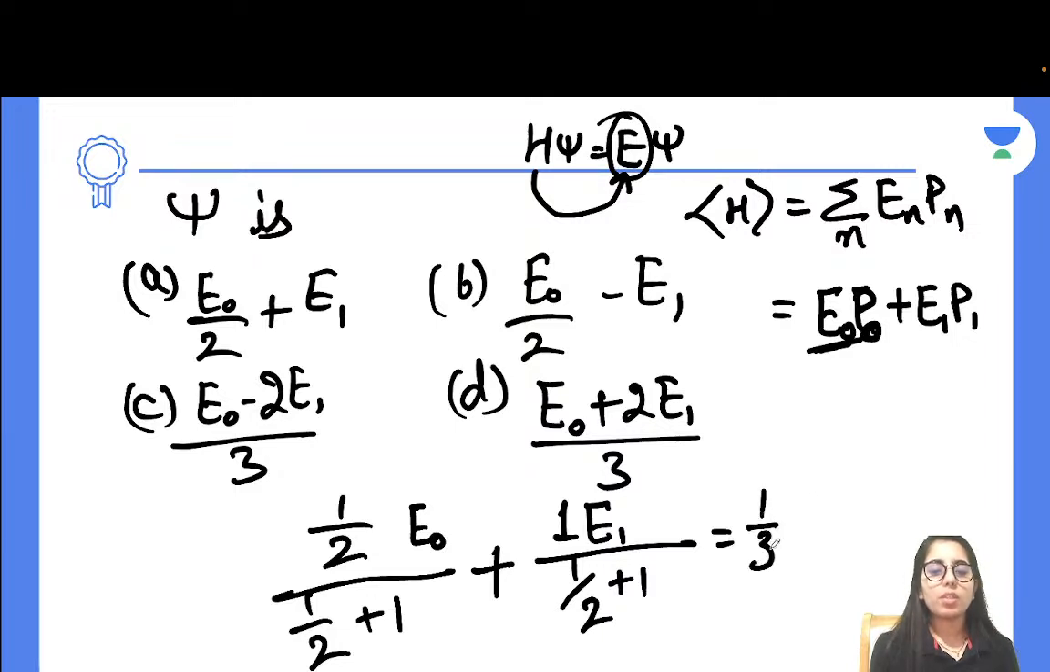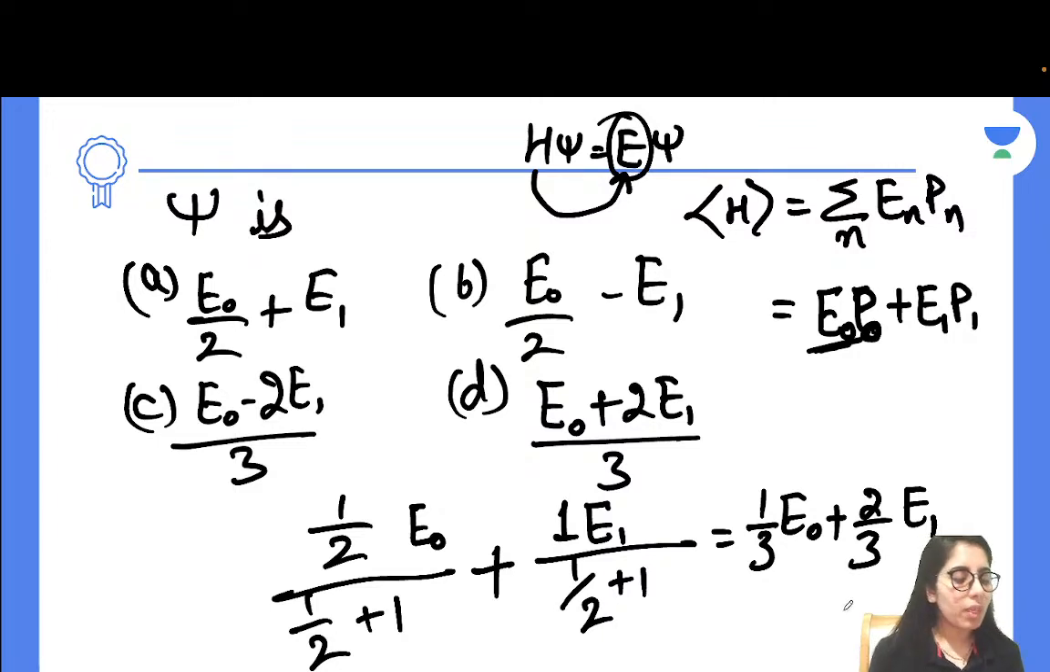So 1 over 2 times 2 over 3 gives you 1 over 3 E naught, plus 1 divided by 3 by 2, which is 2 by 3, so 2 by 3 E1. This is what you will have. It gives you E naught plus 2 E1 divided by 3, which is your option D, the correct one. So you can easily find the answer this way, and if you still have any doubt or difficulty in this part, you can just let me know. We can talk about that. But if it is getting clear, then that's great. We are ready to take the next question.